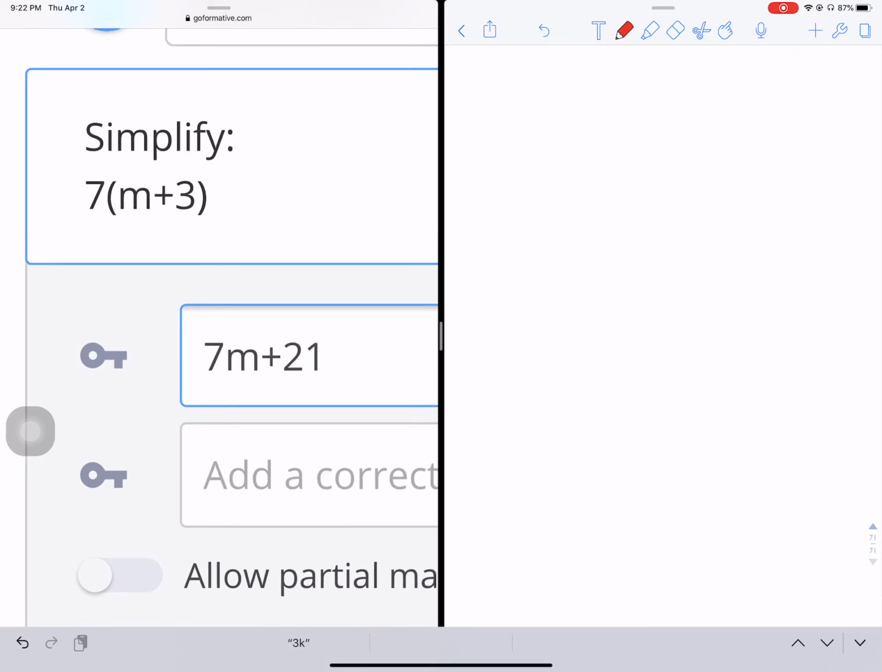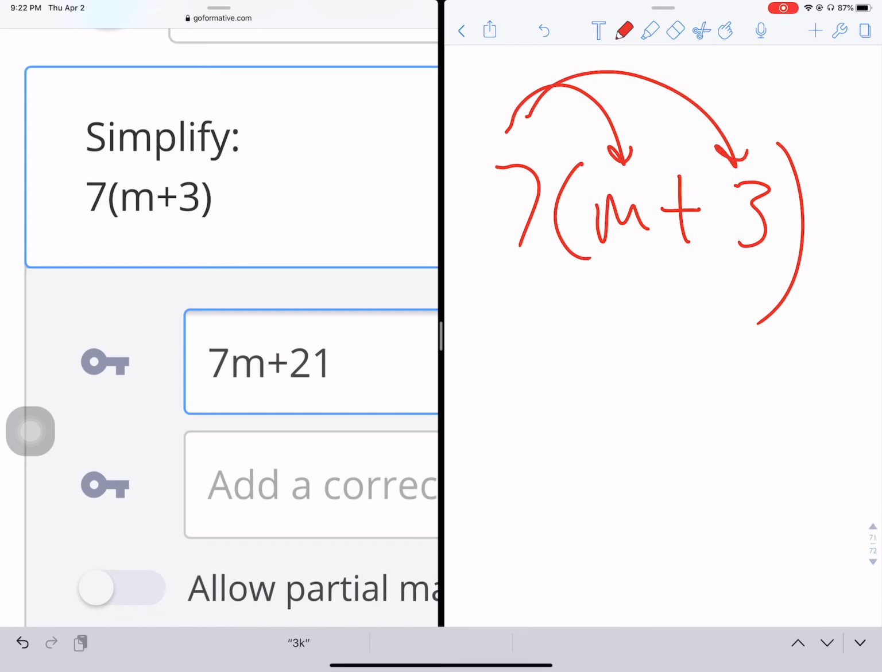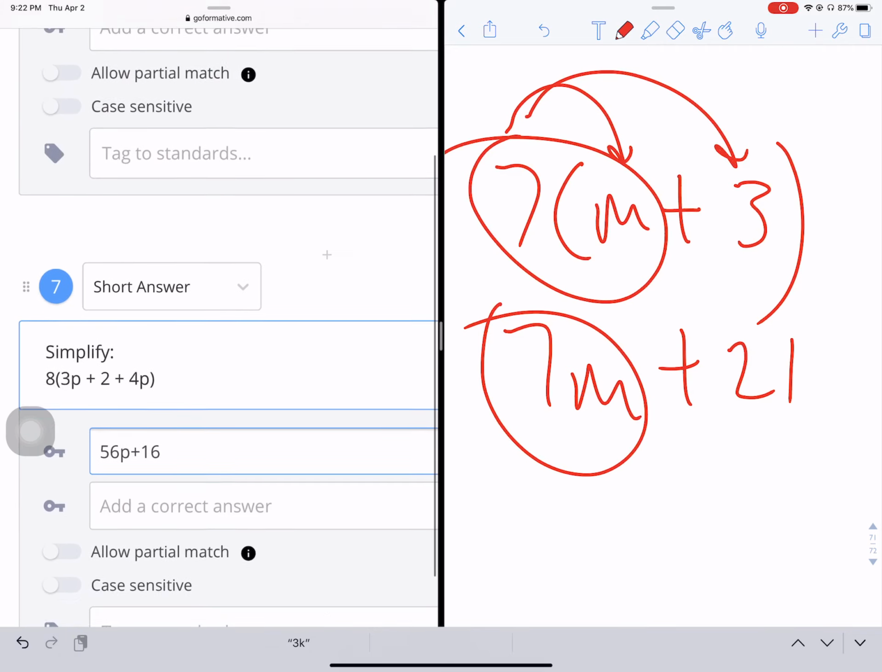You are distributing the 7 into the parentheses. So 7 times the quantity of m plus 3 just comes out as 7m plus 21. How did I get that? Because 7 times m is 7m, and 7 times 3 is 21. So we're multiplying. That 7 on the outside means we're going to multiply in.